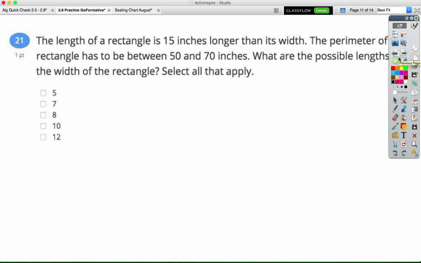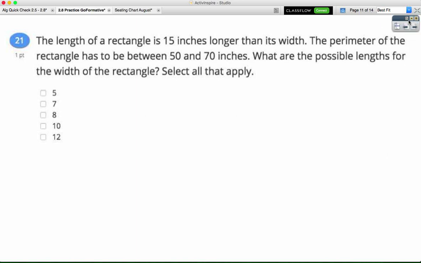All right, so getting to the last two questions. Number 21 said the length of the rectangle is 15 inches longer than its width. The perimeter of the rectangle has to be between 50 and 70 inches. What are the possible lengths for the width of the rectangle?